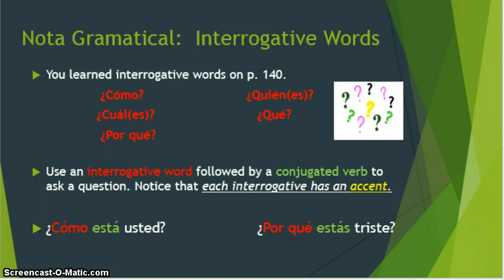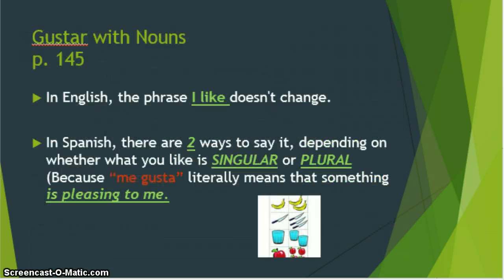Moving on to our first grammar point of the chapter that's brand new, we have Gustar with nouns. In your notes, if you'll fill in the blanks that I have there, so in English, the phrase I like doesn't change. I can say I like dessert, I can say I like fruit, I can say I like apples, I like dogs, I like cats. It doesn't matter if it's singular or plural, it's always I like.